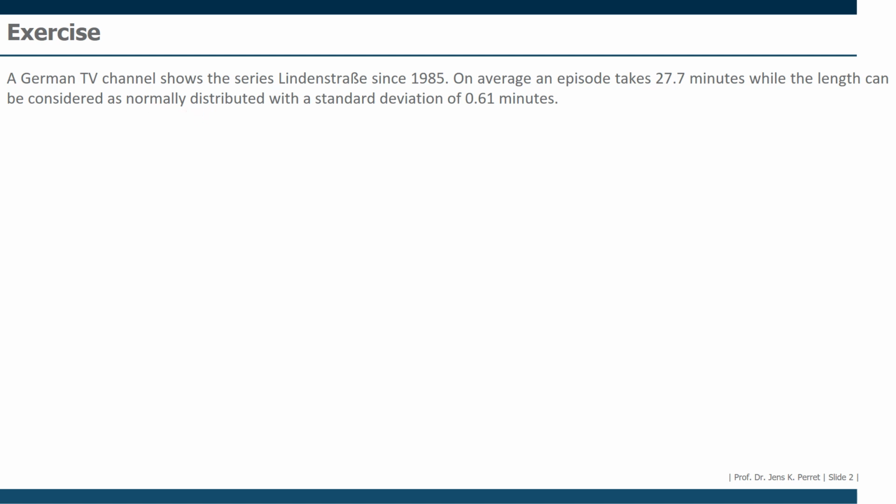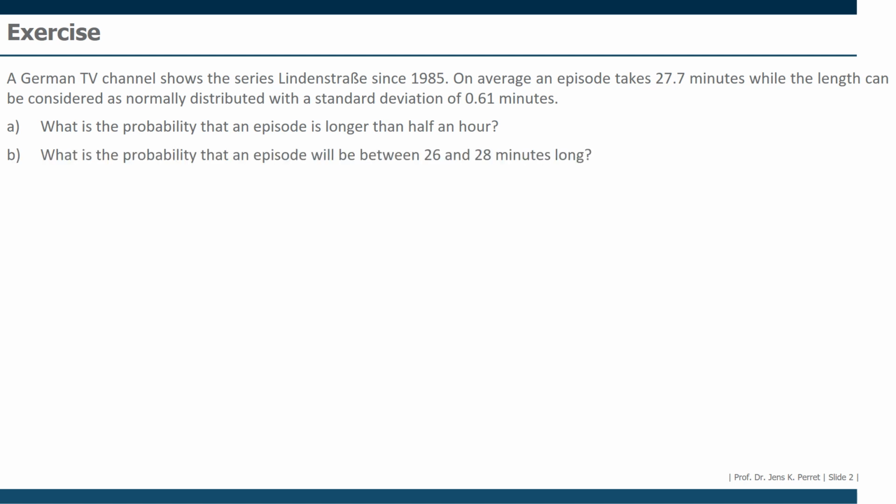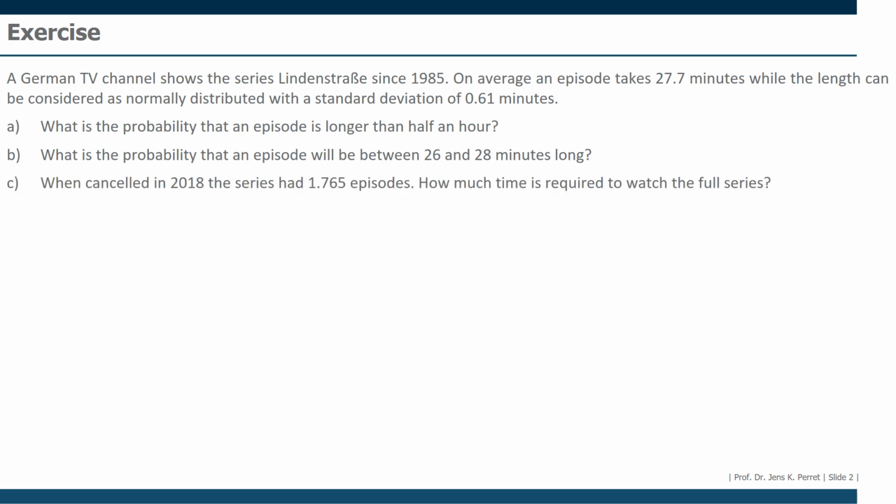Well, with this cleared, our first task then is, what is the probability that an episode is longer than half an hour? Second, what is the probability that an episode will be between 26 and 28 minutes long? And finally, when cancelled in 2018, the series had 1,765 episodes. How much time is required to watch the full series? Well, let's start with the first part.